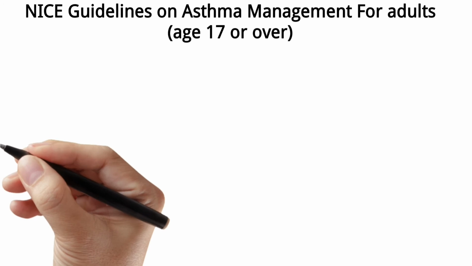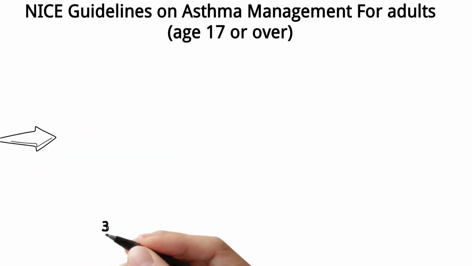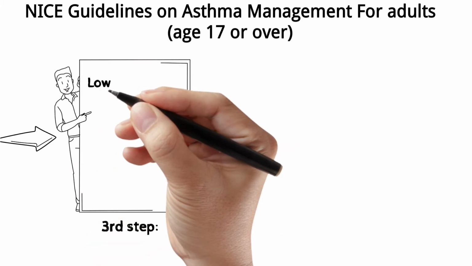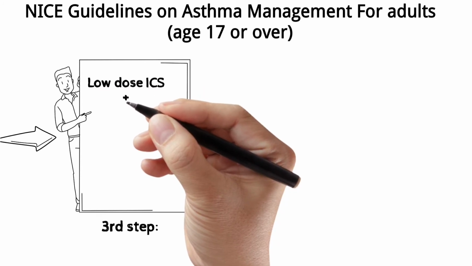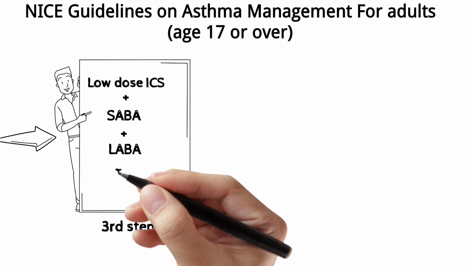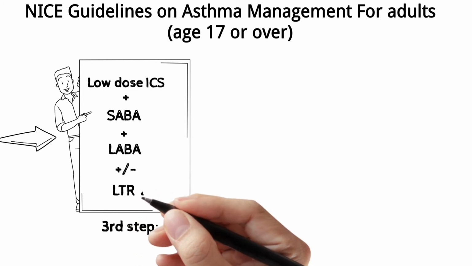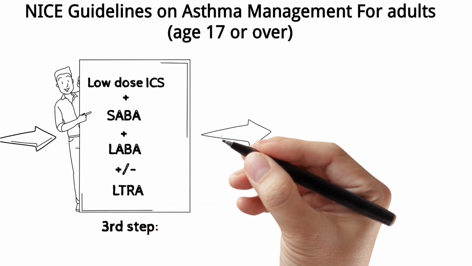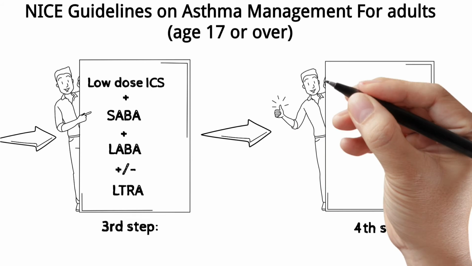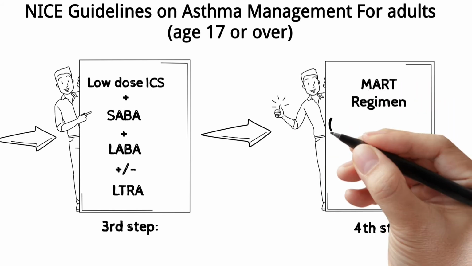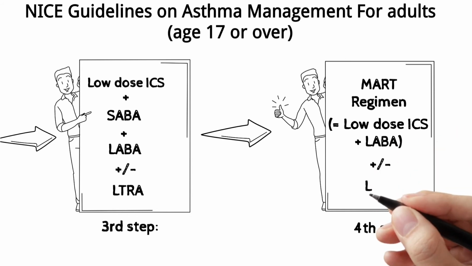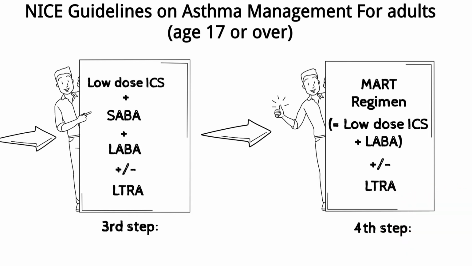If asthma is not controlled over 4 to 8 weeks after the second step, we go into third step. Here we give low-dose ICS with SABA, with LABA, and as an option we can add LTRA. So here we are adding LABA and LTRA becomes an option. If asthma is not controlled over 4 to 8 weeks, at the fourth step we start MART regimen, which contains low-dose ICS and LABA. And LTRA is an option according to patient preference.